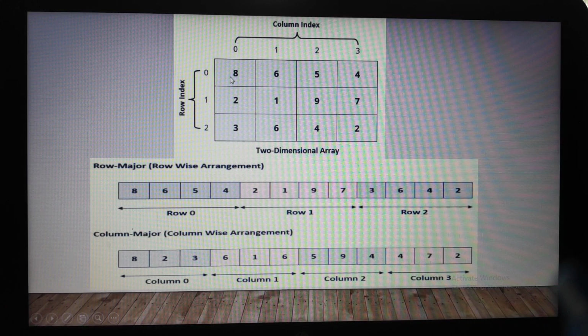In column major, or column by column, we arrange the first column, then the second column, third column, fourth column. So here you can see 823 is coming first, then 616, 594 and 472. Like this we can linearize the data. The formula to calculate the memory address for row major and column major is different.